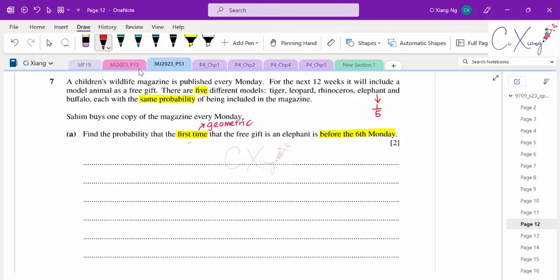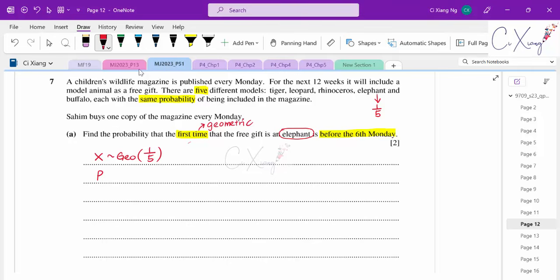So first time is the keyword that tells us it is geometric, and now it is before the 6th Monday. That means Sahim has already bought maybe 5 magazines. Before the 6th Monday does not include the 6. That means he has bought 5 magazines, and the elephant appears within those 5 magazines. Before the 6 means up to the 5. So when I write it, it should be something like this: X is geometrically distributed, and the probability of getting the elephant is 1/5.